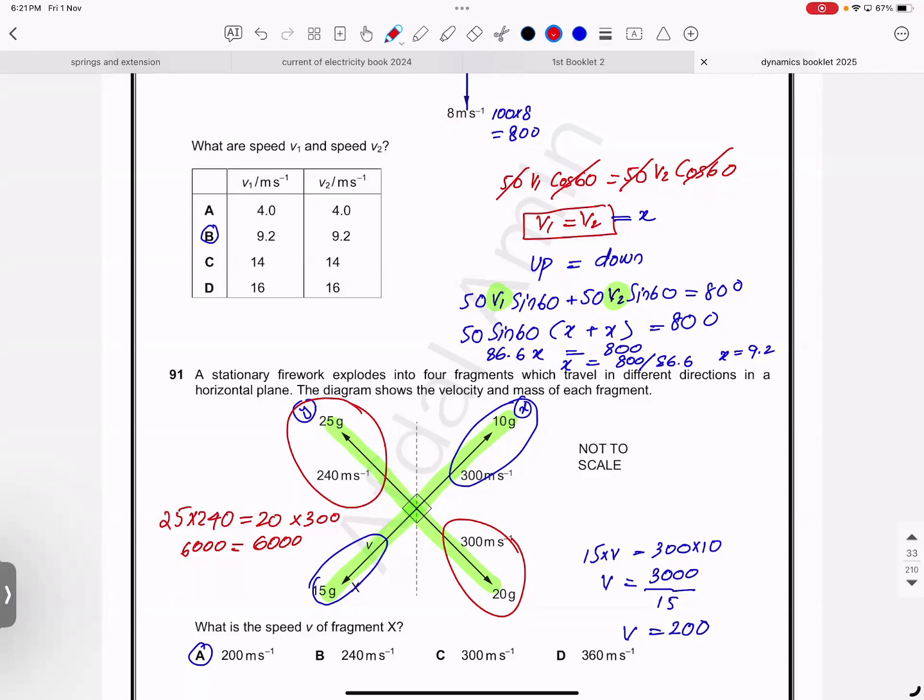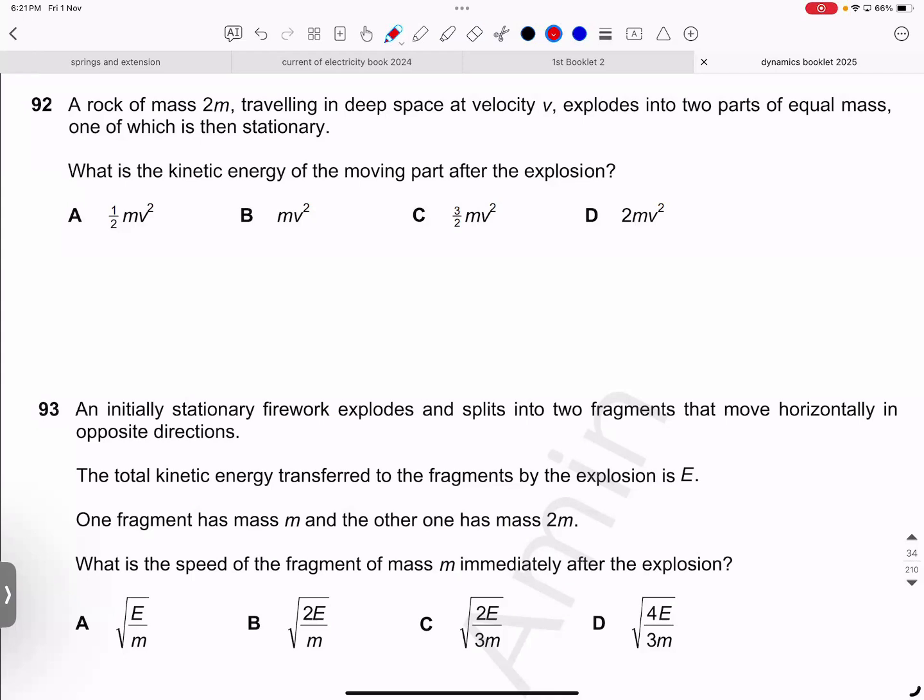Next question. A rock of mass 2m is traveling in deep space at velocity v. It explodes into two parts of equal masses. Very good idea, just like before. Explodes means total momentum before was zero, so after should be zero. Now this is something very interesting. If it was already stationary and exploding into two parts, yes. Now they say one of them is stationary. What is the kinetic energy of the moving part?